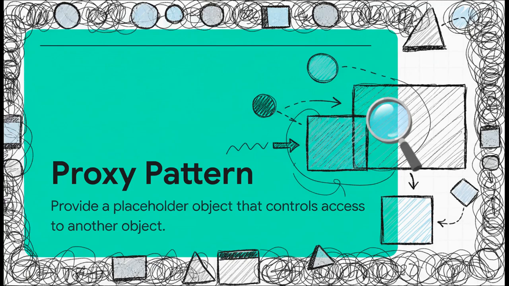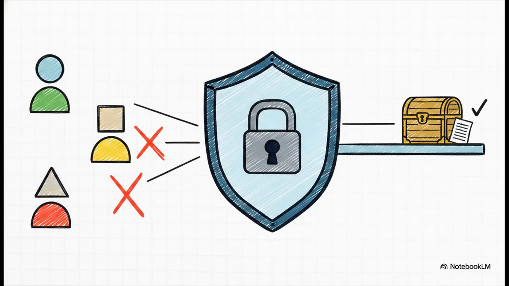This pattern provides a placeholder or a representative object that strictly controls access to another underlying object. Think of a student results system. You obviously don't want just anyone accessing sensitive grade data directly, right? The proxy acts as a strict security guard. When a request comes in, the proxy checks the permissions before it grants any access. So students are only allowed to see their own individual results, while administrators are granted access to see everything. The proxy handles that control seamlessly behind the scenes.